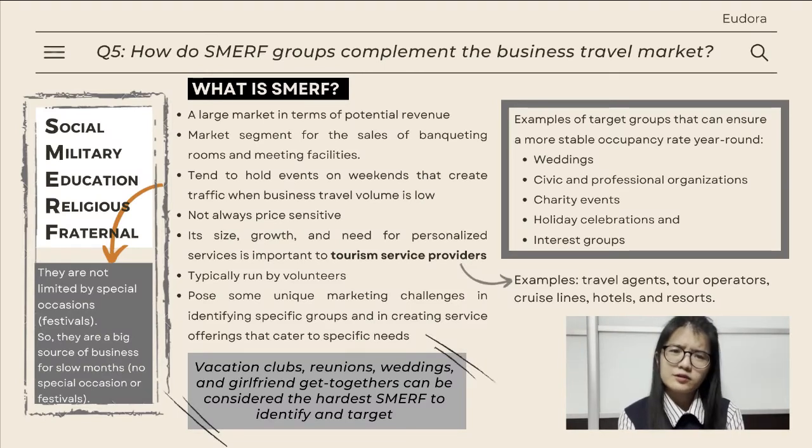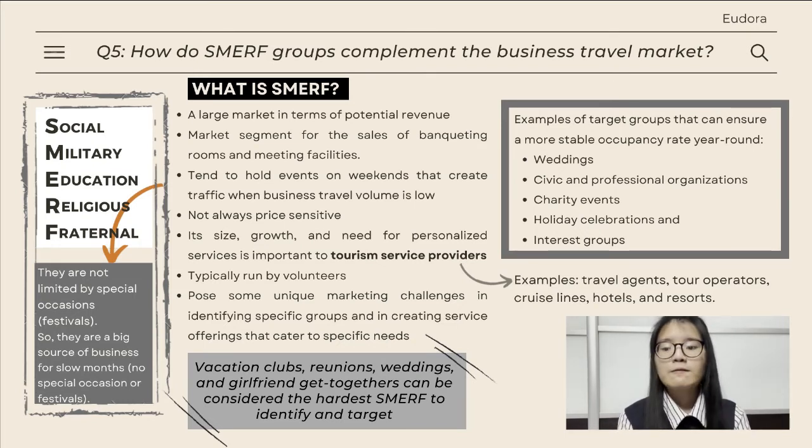Question 5 is, how do SMERF groups complement the business travel market? What is SMERF? SMERF describes the 5 small group meeting market segments, which stands for social, military, education, religious, and fraternal. It is a large market in terms of potential revenue, and it is for the sales of banqueting rooms and meeting facilities. They tend to hold events on weekends that create traffic when business travel volume is low.